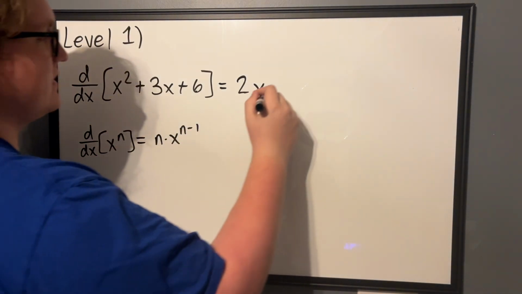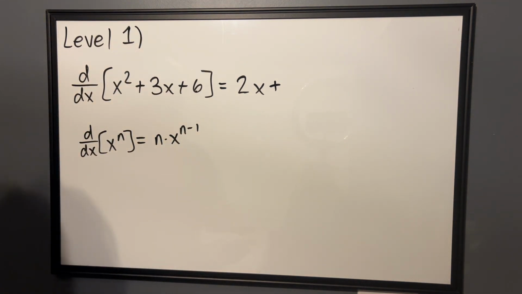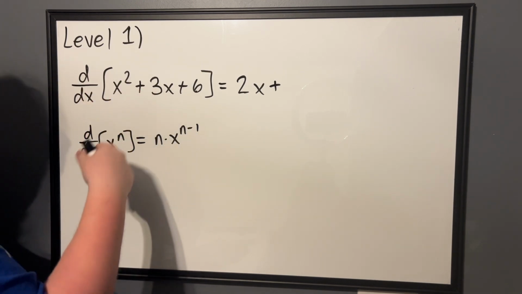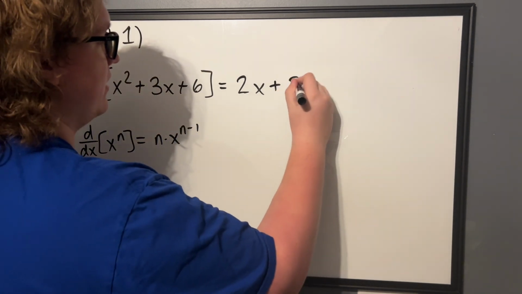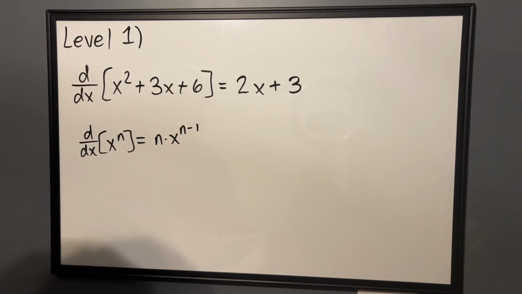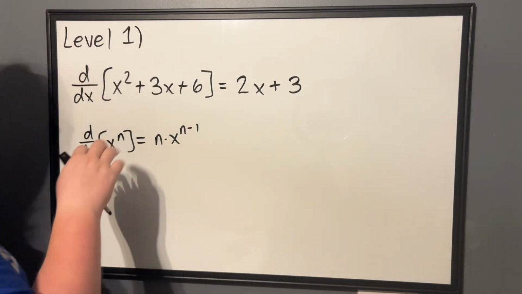Now with the 3x, this is really 3x to the first power. So we can use this power rule just the same. So we'll pull the power down, which is just 1, and we multiply that by the 3. So 3 times 1 is still 3. And then we'll subtract 1 from the power, which is x to the 0, and x to the 0 is also 1. So 2x plus 3 is what we have here.